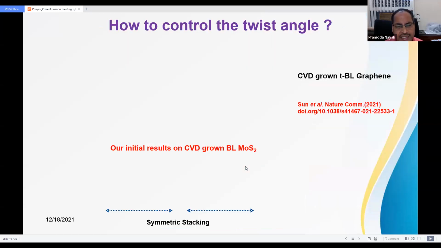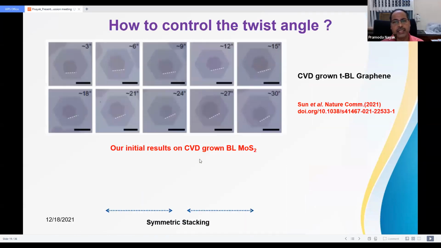And the most challenging thing in this field is how to control the twist angle. So here you can see in a recent paper in graphene, using some pulse growth technique, they were able to control the twist angle. You can see from 30 to 3 degree, different stacking angles you can control. What we are doing is preparing the material and then artificially stacking it. So this is a random technique. We cannot control the particular angle we want to get.